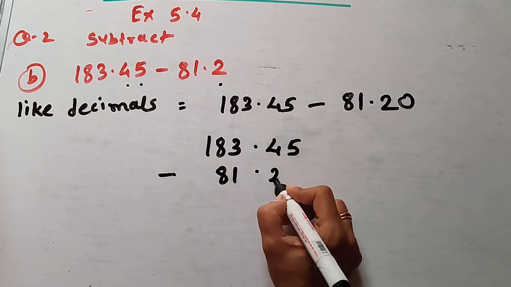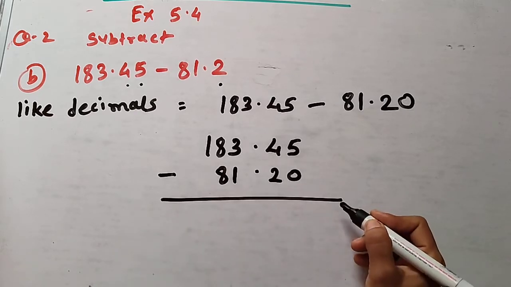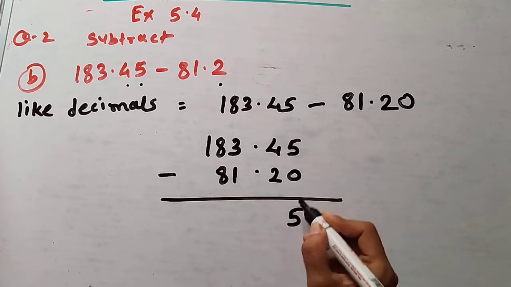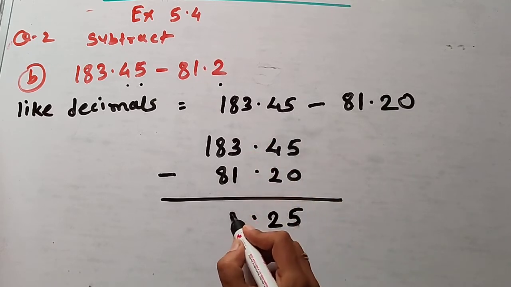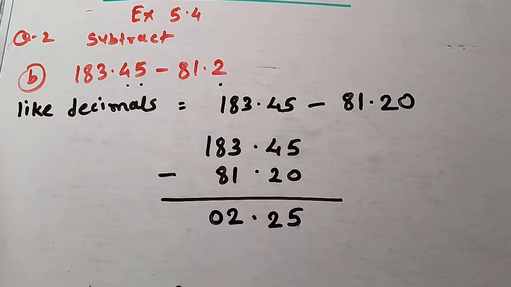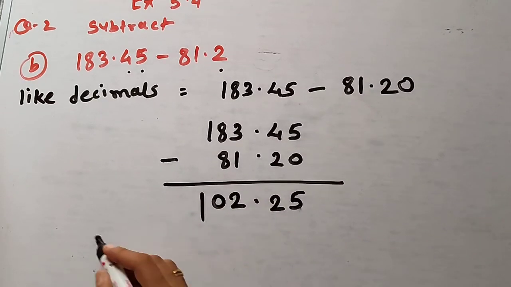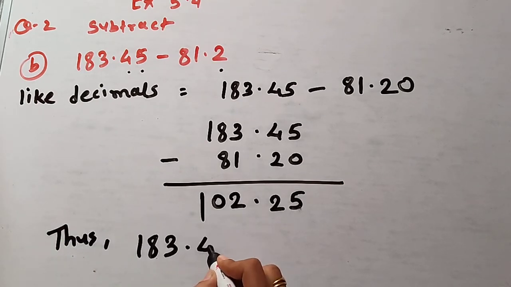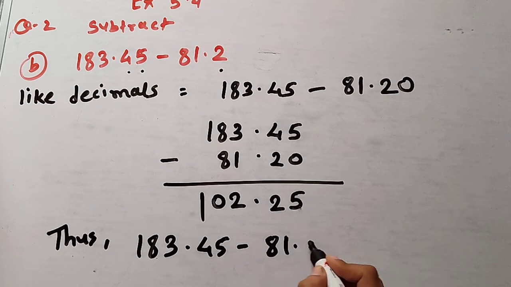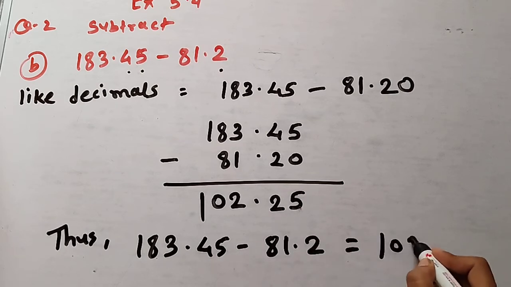81.20. Okay. 5 minus 0, 5. 4 minus 2, we get 2. Now you have to put the decimal point. Then 3 minus 1, we get 2. 8 minus 1, we get 7, and 1 minus 0 is 1. So here we get the answer 102.25. So write the answer here. Thus 183.45 minus 81.2, we get the answer 102.25. This is your answer.